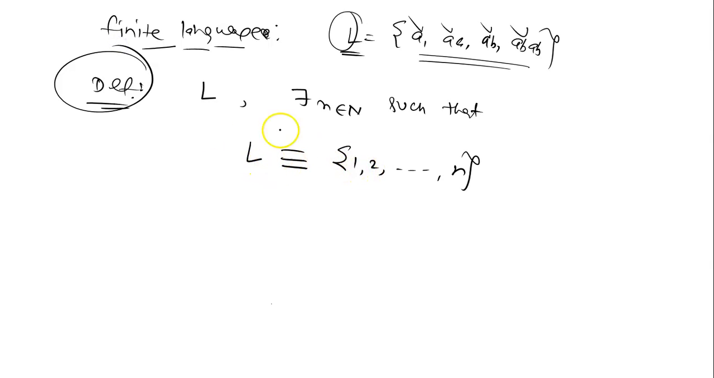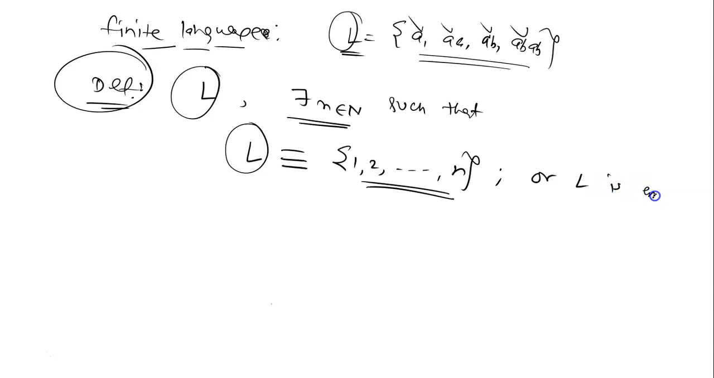This is another definition they can give you: you have a language L and they can say that there exists a natural number such that there is a bijection between L and this set. Of course, from this definition you can notice that L cannot be empty, so we can also say that either L is this or L is empty. Now this is the complete definition of finite language. This is just another way of defining finite language, nothing more. The earlier definition, that the number of strings is finite, is very simple, but this is a more sophisticated definition.